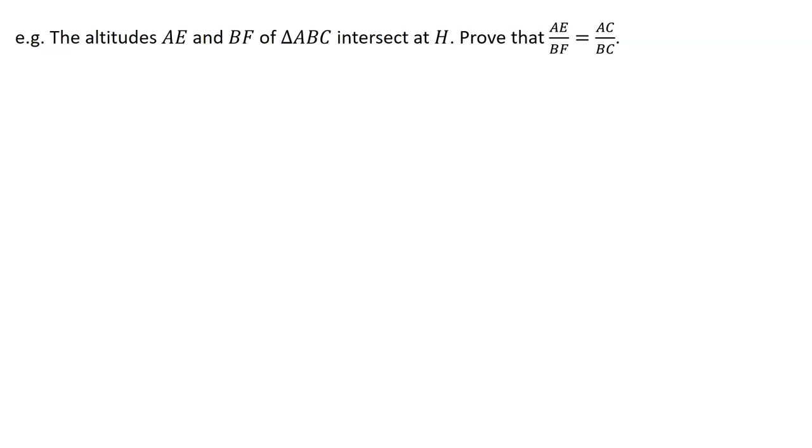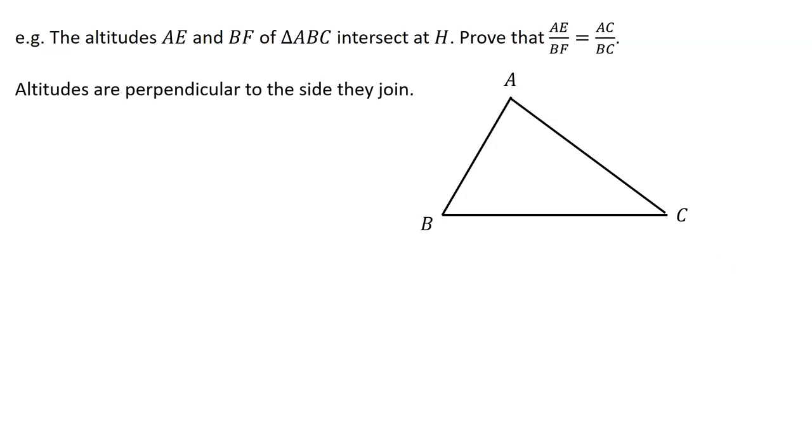Okay, now definitely in this kind of situation we need to have a diagram. So we start with our triangle, our vertices are called A, B and C. Now we need to know what altitudes are. Altitudes are perpendicular to the side that they join. So they go from a vertex to the opposite side, they join it at 90 degrees.